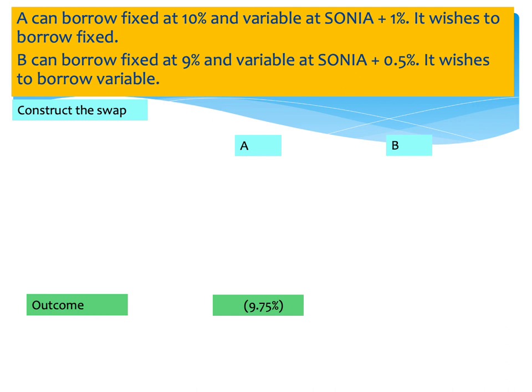9.75% overall, because they wanted fixed, but they want to be 0.25% better off than they could do by themselves. B wanted to borrow variable. Now, it can borrow variable by itself at SONIA plus 0.5%, but we want it to be 0.25% better off, so we want it to end up at SONIA plus 0.25%. So 0.25% less interest charge than they would have got by themselves. So always start off with the outcome. What's the position you want to get to?